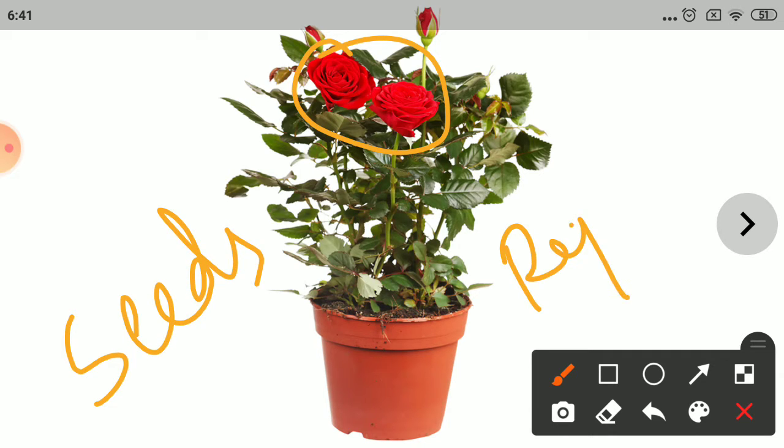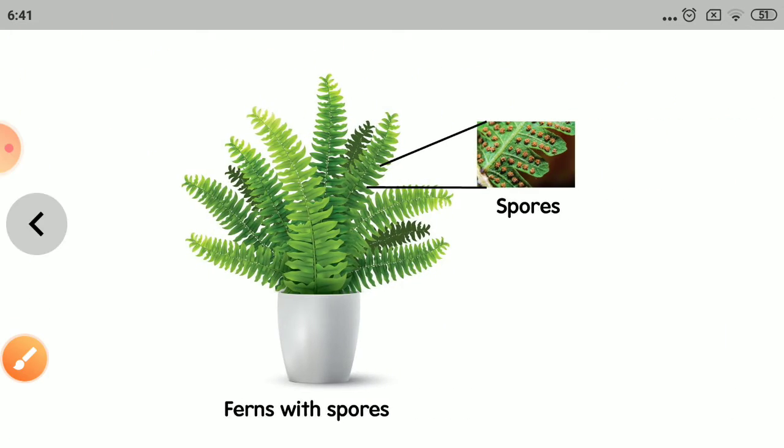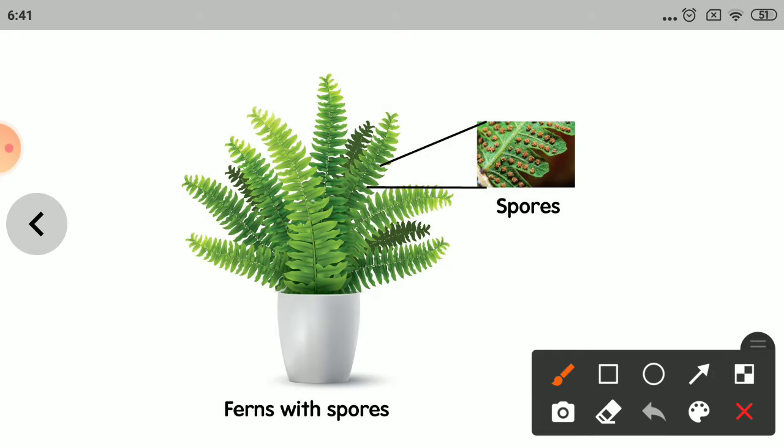With the help of seeds, these flowering plants reproduce, meaning they give birth to the same variety of living organism. So flowering plants are the variety of forms where they are reproducing. Most flowering plants give us seeds, and with the help of seeds they reproduce. Okay. Now if you see these plants, these are your non-flowering plants because they cannot give any flowers.